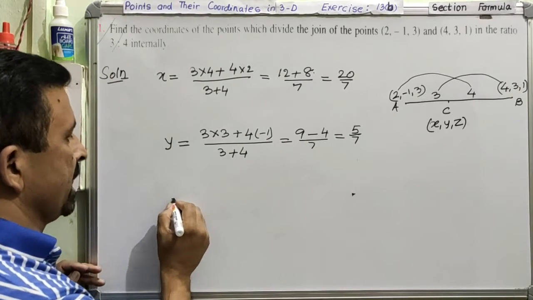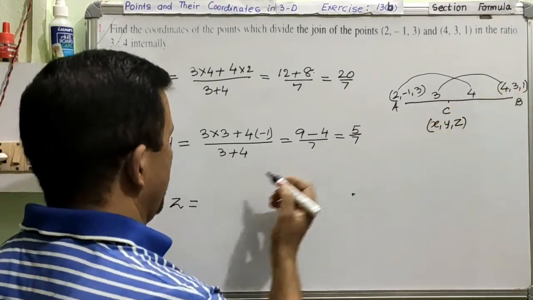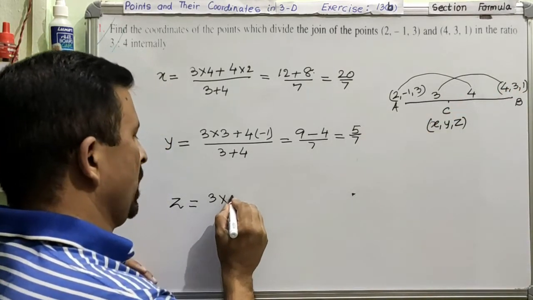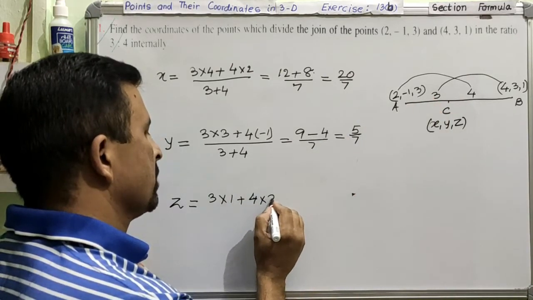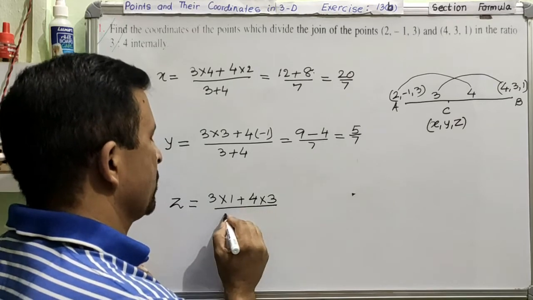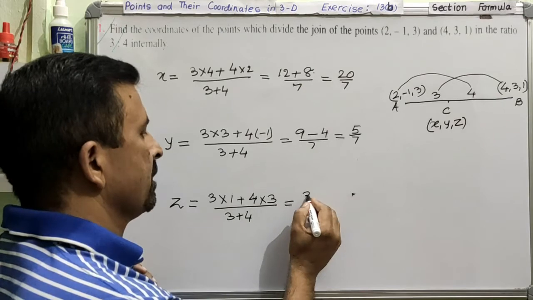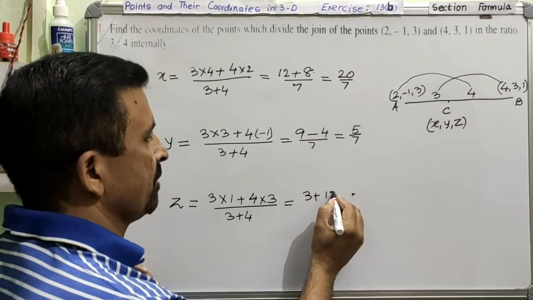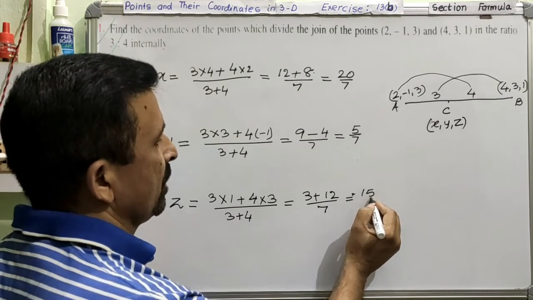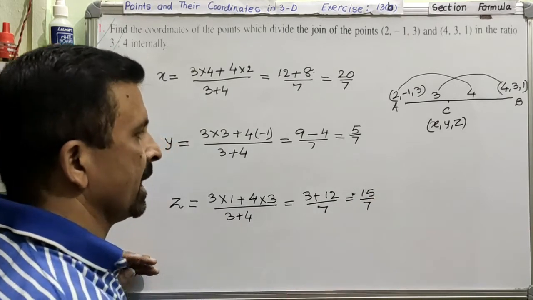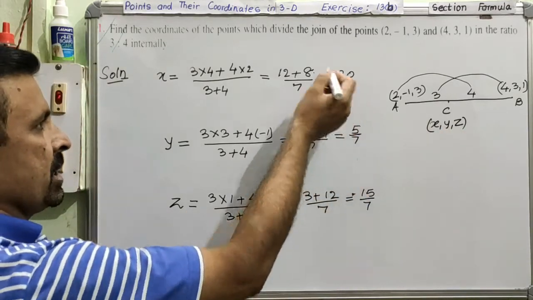Answer. Now z. Now 3 into 1 plus 4 into 3, divided by 3 plus 4, is equal to 3 1s are 3 plus 4 3s are 12, divided by 7. So this is 15 over 7. Clear? All the three values are calculated. So these are the three required coordinates.